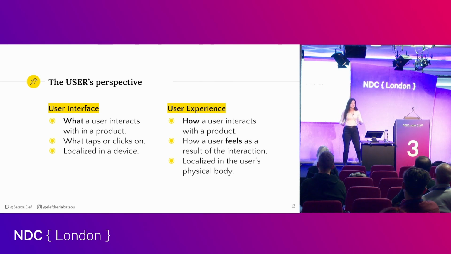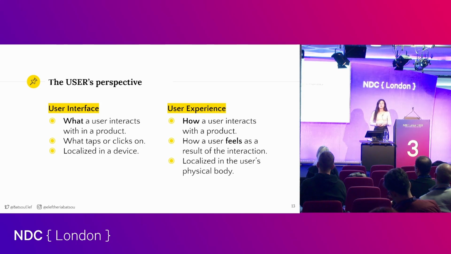Okay, so from the perspective of the user, interface is what the user interacts with in a product, what they tap or click on, and the whole experience is localized in a device. And on the other hand, user experience is how a user interacts with the product, what the user feels when they are holding our product, and the whole experience is localized physically on our body.